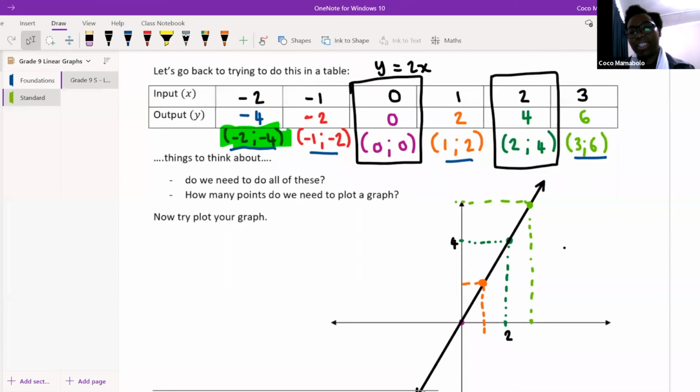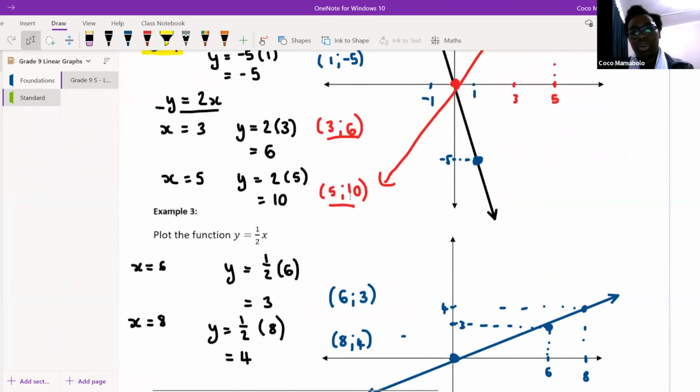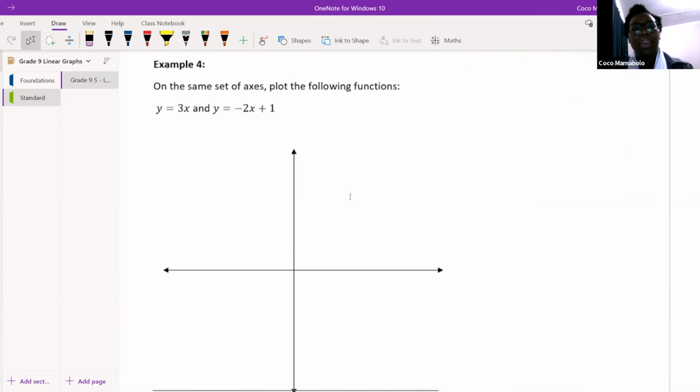Okay, are we happy with this? Yes, ma'am. Awesome. All right. So we're going to go down here. Now, on the same set of axes, plot the following functions. Now, I want you guys to pause before we go there. Now, remember with this one, we said that we get to choose two values.